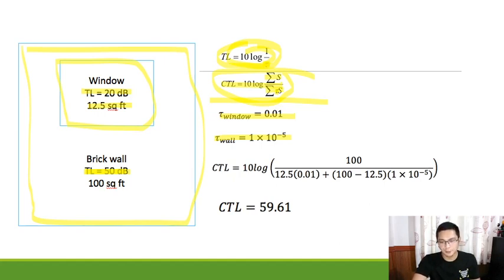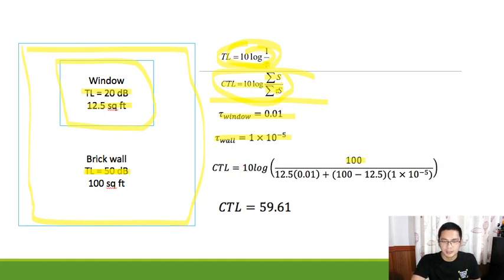So, use natin yung formula for the CTL. So, 10 log times the summation of the surface areas. So, ang tanong, sir, bakit hindi po 100 plus 12.5? Kasi total surface area tayo. Eh, yung window, nasa brick wall siya. So, ibig sabihin, ang total na surface area natin is just 100. Kasi yung 12.5 na yun, kasama na siya dun sa 100 na yun.